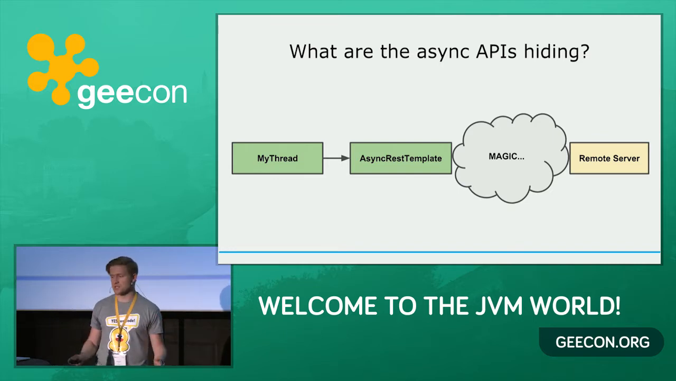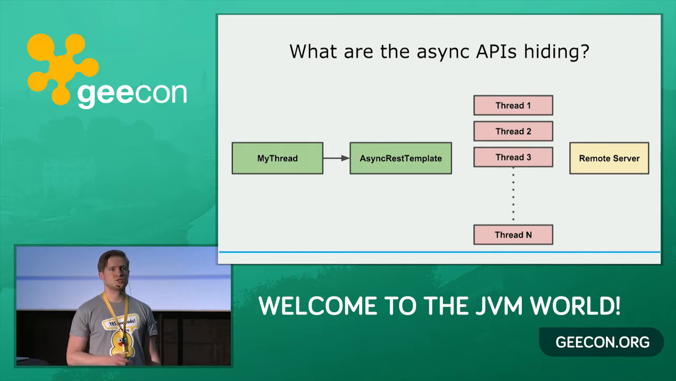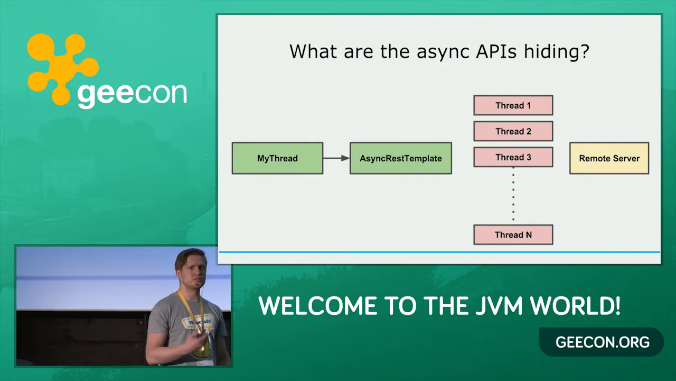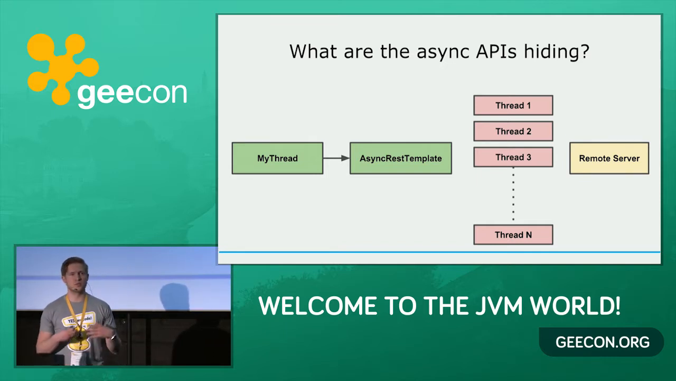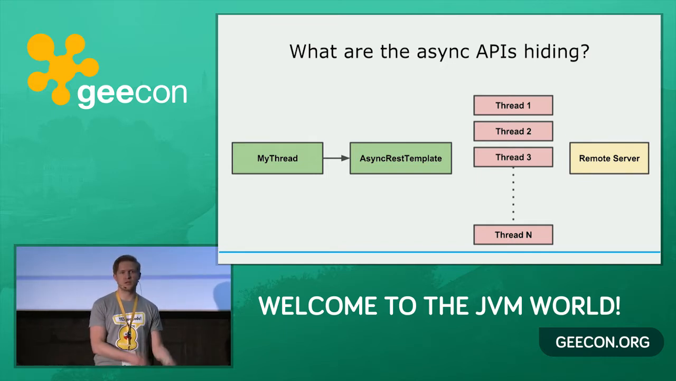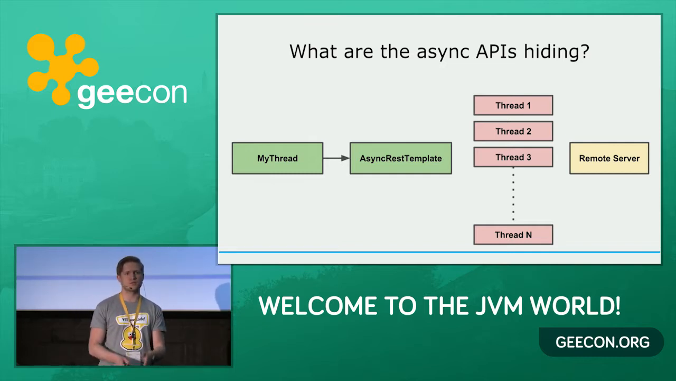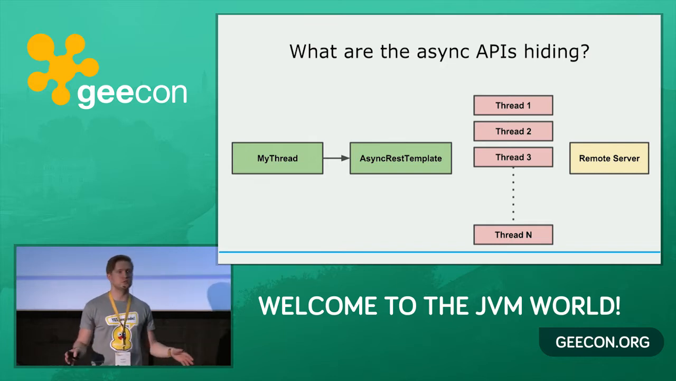Well, there is no magic. It's just somebody else's threads. So while async REST templates want us to believe that they are non-blocking and reactive, whatever, if you don't check it, if you don't use the proper implementation, you're just going to operate on a different thread pool. So it's still going to spawn a lot of threads, and those are the threads that are going to be waiting, and you can see them in stack traces. They're just hidden from you.